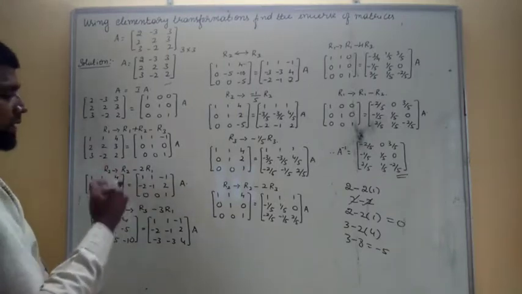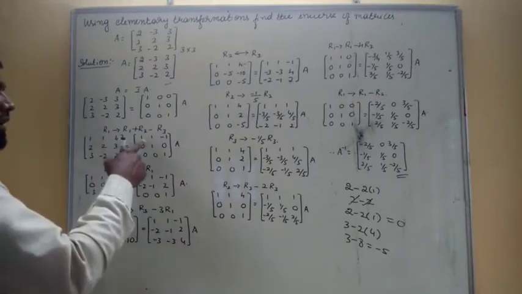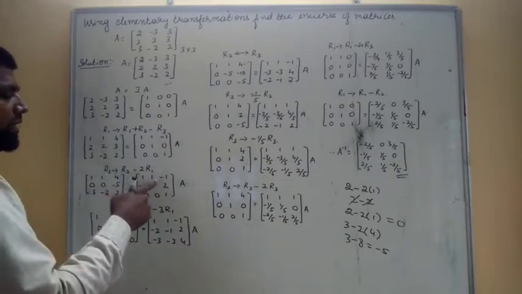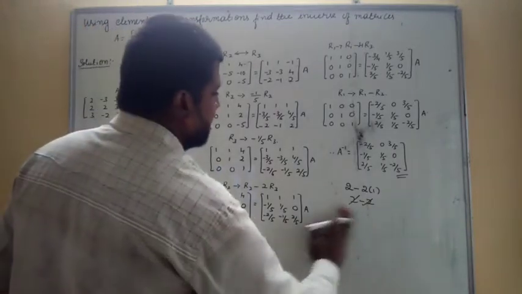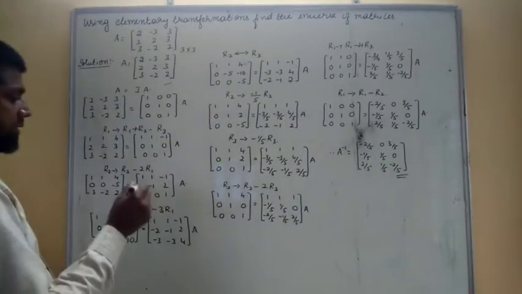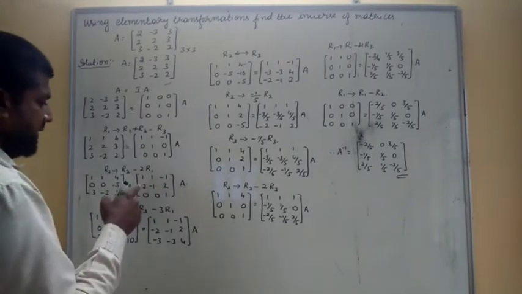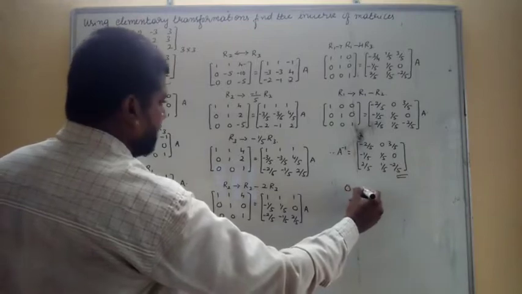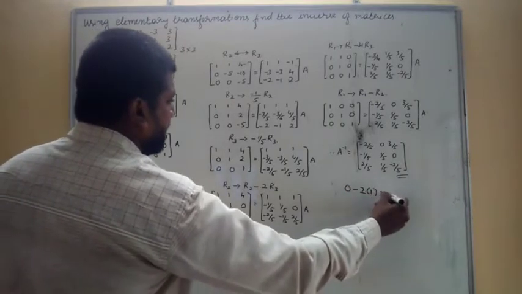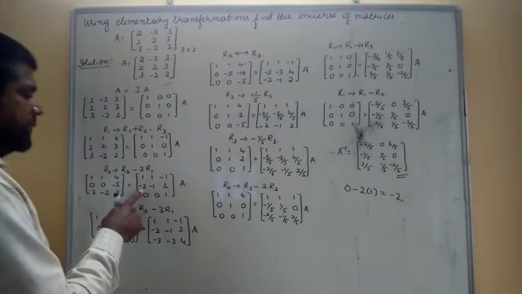Let us go for the next, the right side. Right side first row is 1, 1, minus 1. Then the second row we have to change. Let us change the second row. What is the second row first element? The second row first element is a 0 here. 0 minus 2 into 1. You are getting minus 2.